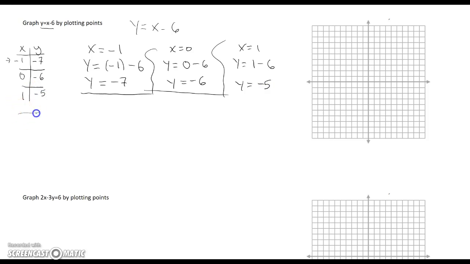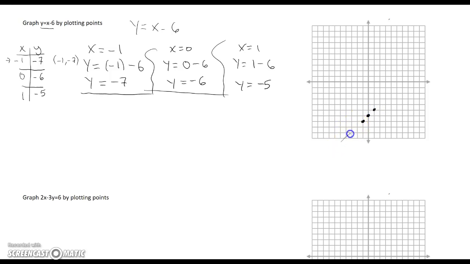Now take a look over here. How does this table right here help me get points? Well, take a look. This is the point -1, -7. Let's go ahead and graph that point. So I'm going to go over to my graph, and we're going to go left 1 and then down 1, 2, 3, 4, 5, 6, 7. Then I'm going to plot that point right there. Now we're going to do the same thing with 0, -6. 0, -6 is right here. And finally 1, -5 is going to be right there.